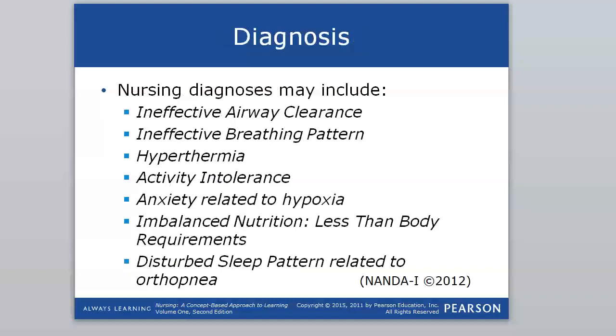These are some of the nursing diagnoses we may see: ineffective airway clearance because of all the secretions, ineffective breathing pattern, hyperthermia, activity intolerance, anxiety related to hypoxia, imbalanced nutrition less than body requirements, and disturbed sleep pattern related to orthopnea, which means they can't lay flat because they're very short of breath. So that's what orthopnea is.